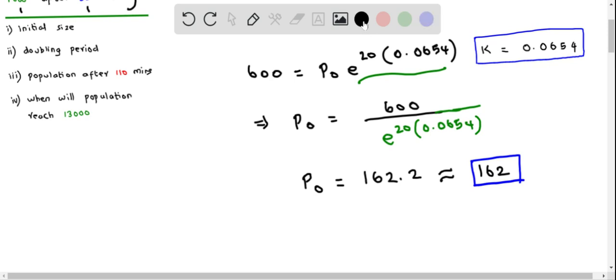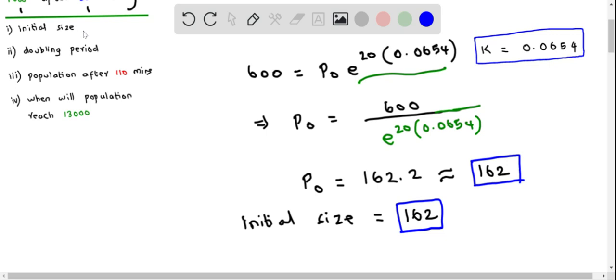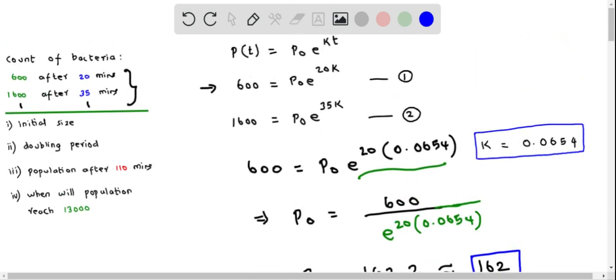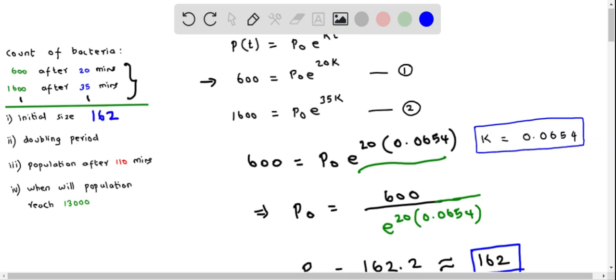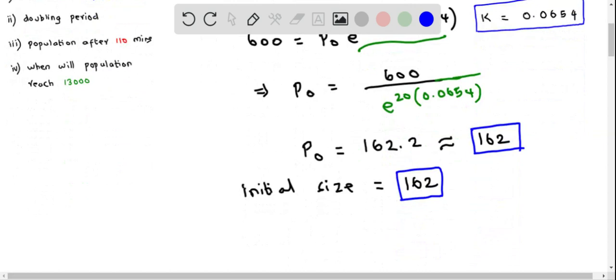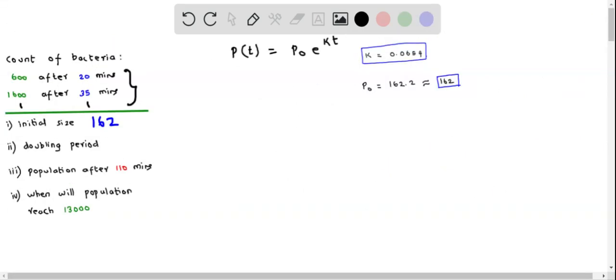So therefore, we see that the initial size of the bacteria equals 162. And this answers the first question, that is initial size, which is 162. So I'm marking 162 over here. We now answer this question, that is we have to determine the doubling period. So for that we can utilize the formula, that is t is equal to natural logarithm of 2 divided by the growth factor k.